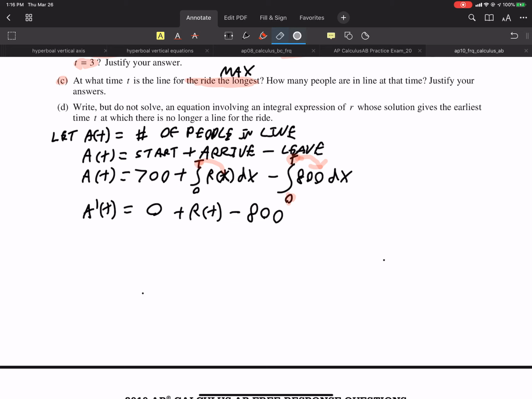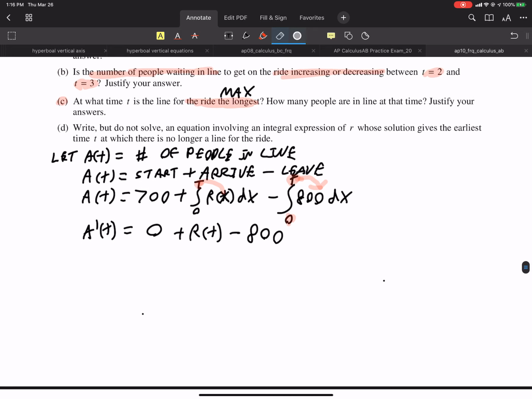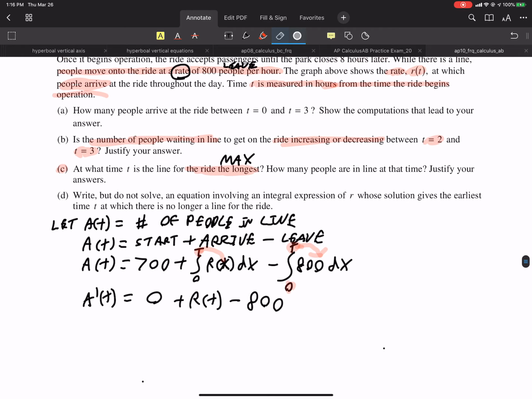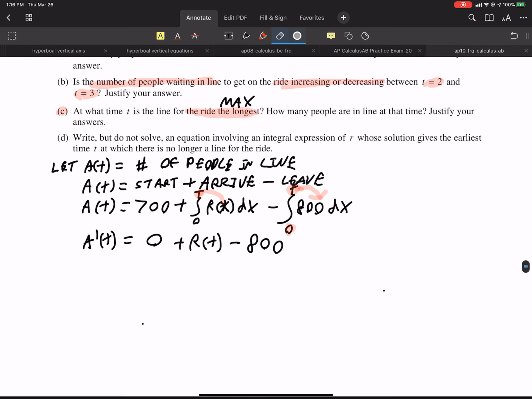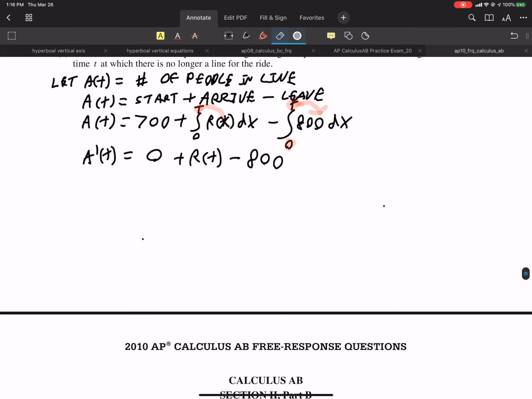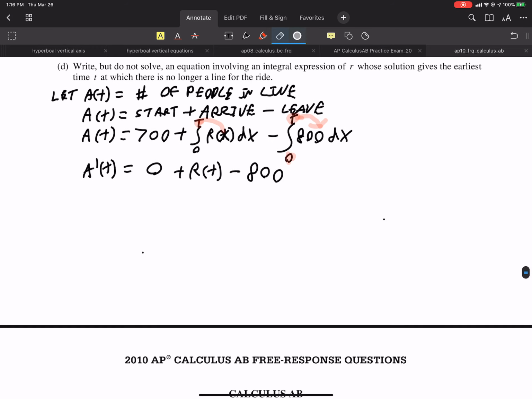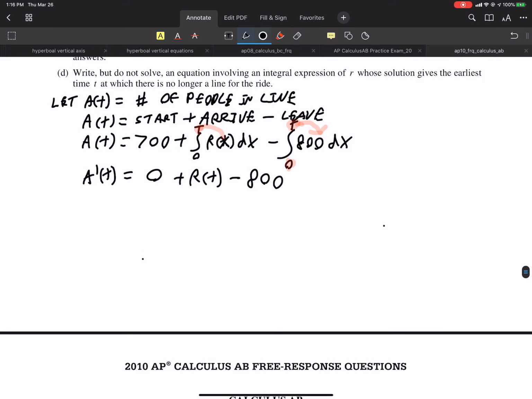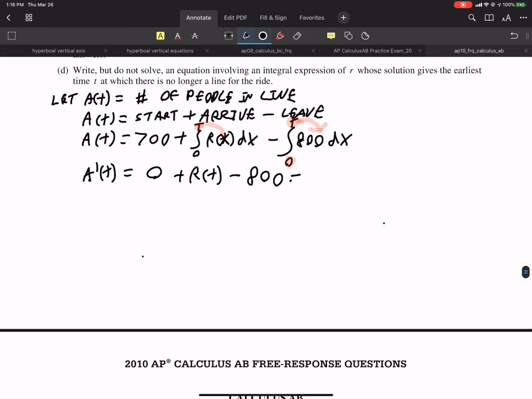Okay, so let's see. Our interval is from 0 to 8. So we have to check the endpoints, 0 and 8, and the critical points. But what are the critical points? It's when the derivative equals 0.